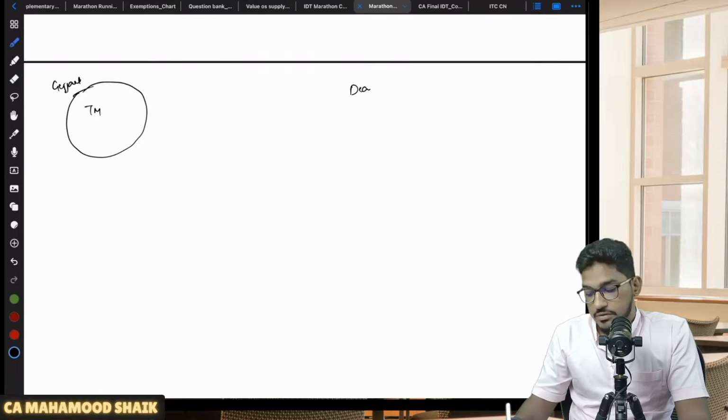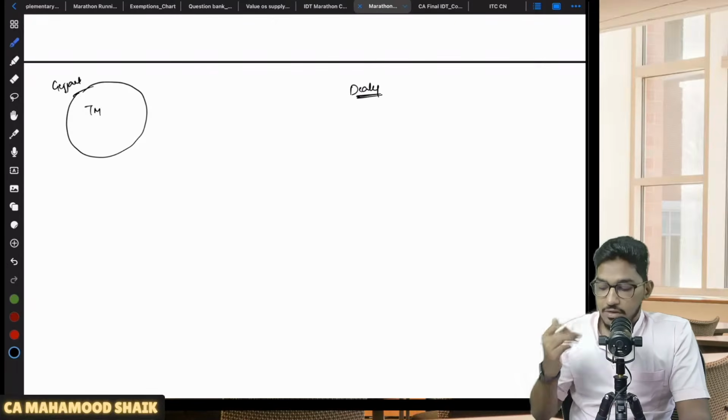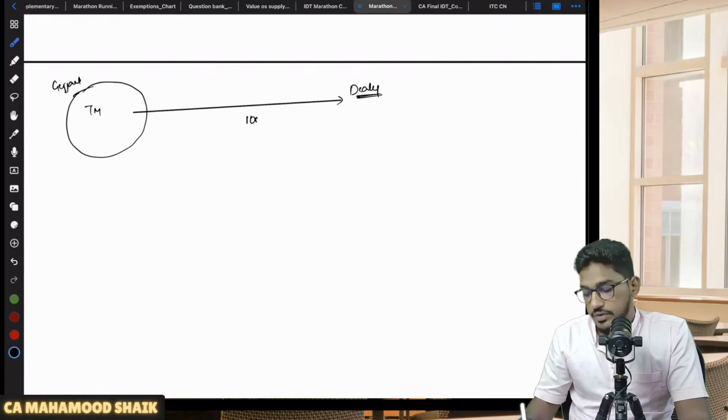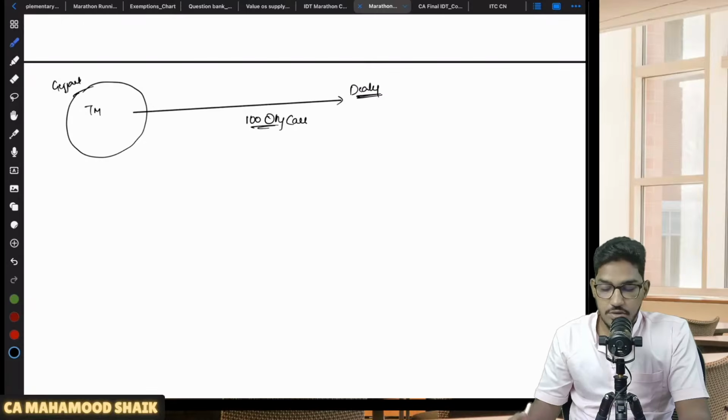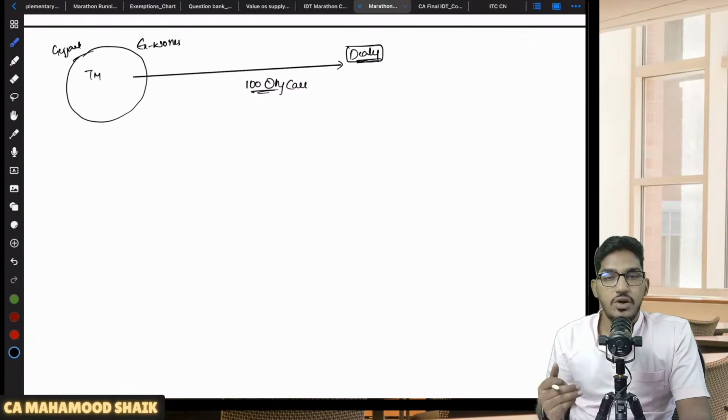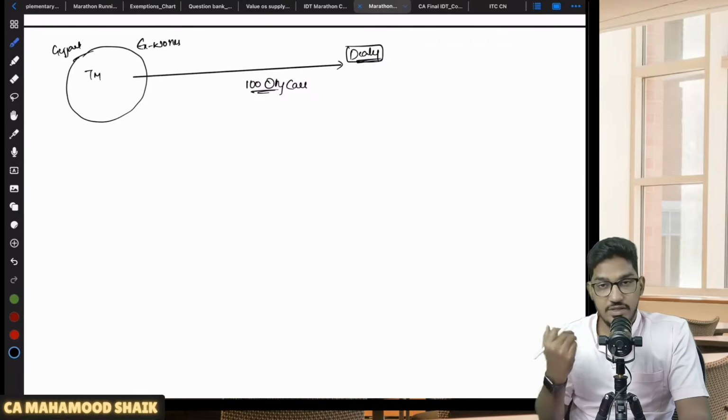So now there is one dealer of Tata Motors. This dealer has ordered 100 quantity of cars from Tata Motors. Now Tata Motors is selling the goods on ex-works basis, or it can also be called ex-factory basis. That means Tata Motors will deliver the goods at the factory gate of Tata Motors premises only. From there, arranging the transportation is the buyer's responsibility. So we call it ex-works or ex-factory basis.